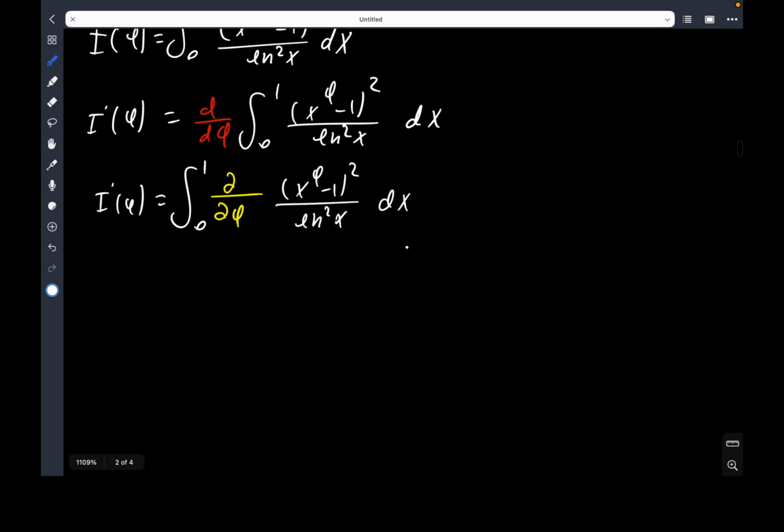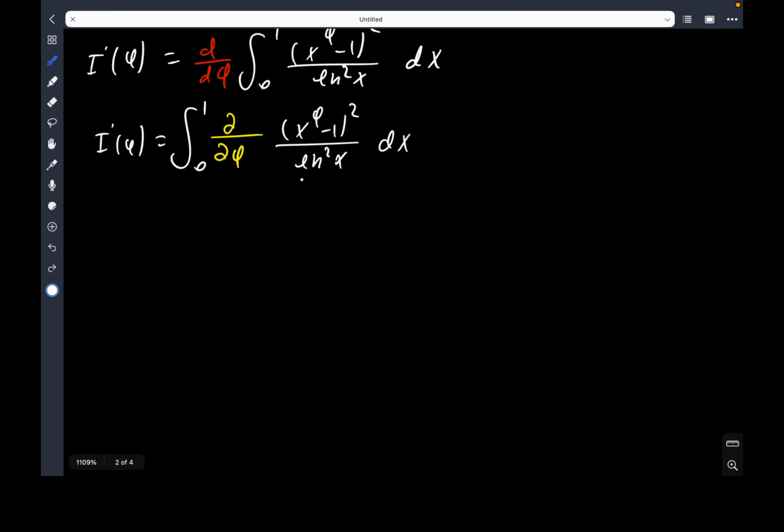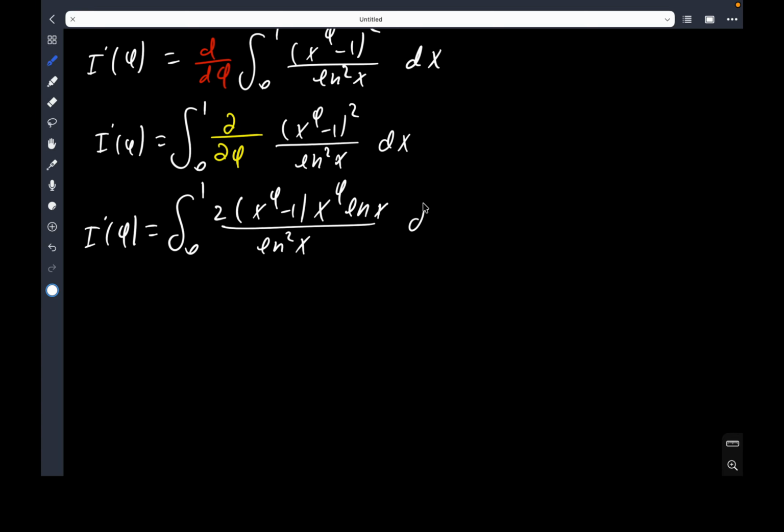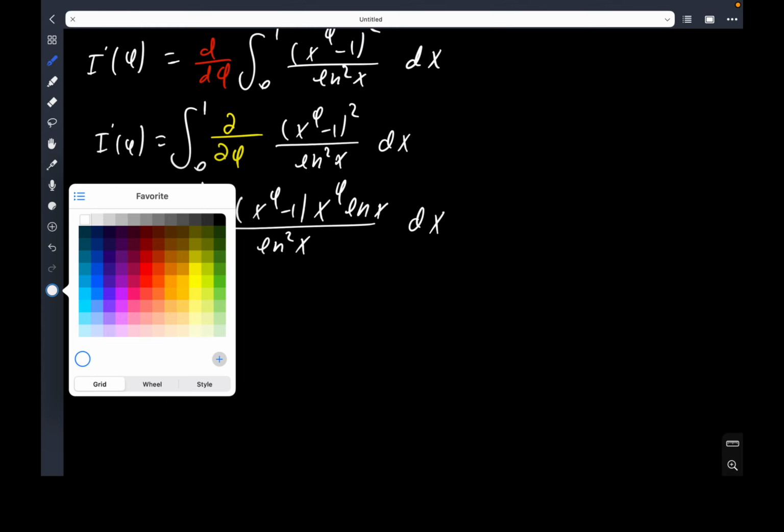So what is a partial derivative? It means that we should consider all the terms that do not have phi in them a constant. This is a constant, this is a constant, and only the term that has phi in it is a variable that we differentiate with respect to. Thus, I prime of phi is going to be 2 times (x to the phi minus 1) according to the chain rule, multiplied by the derivative of the inside, which is going to be x to the phi ln x over ln squared x dx. This is just a straight-up application of the chain rule.